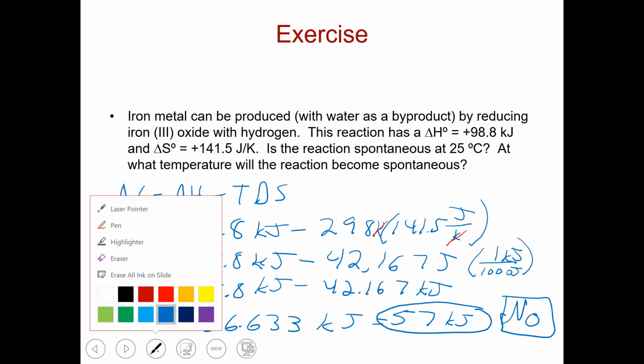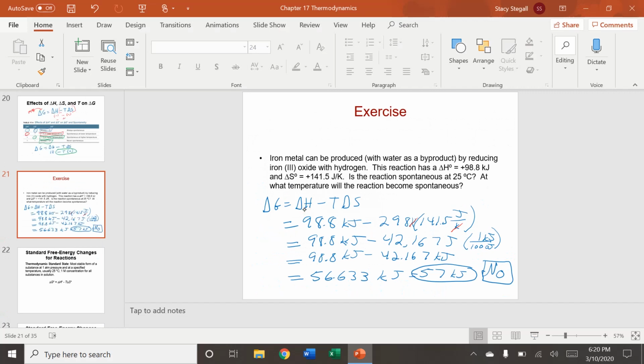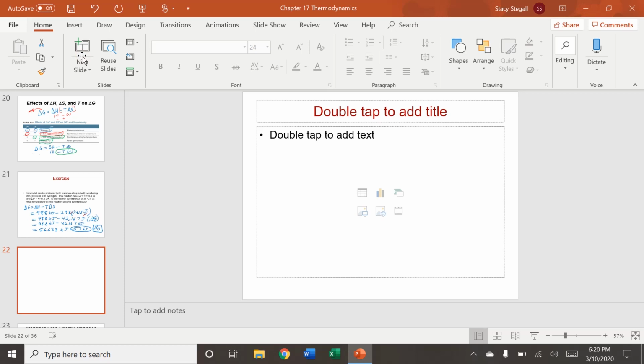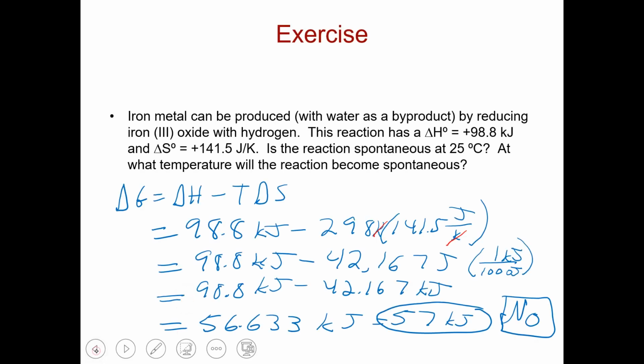So I'm going to add another slide here. Let's see. New slide. And we want it to be blank. So if we go back to the question here, we want to know at what temperature we can make this spontaneous. So we know that delta G has to be negative for the reaction to be spontaneous. Now, it doesn't need to be negative a certain value, it just has to be negative.